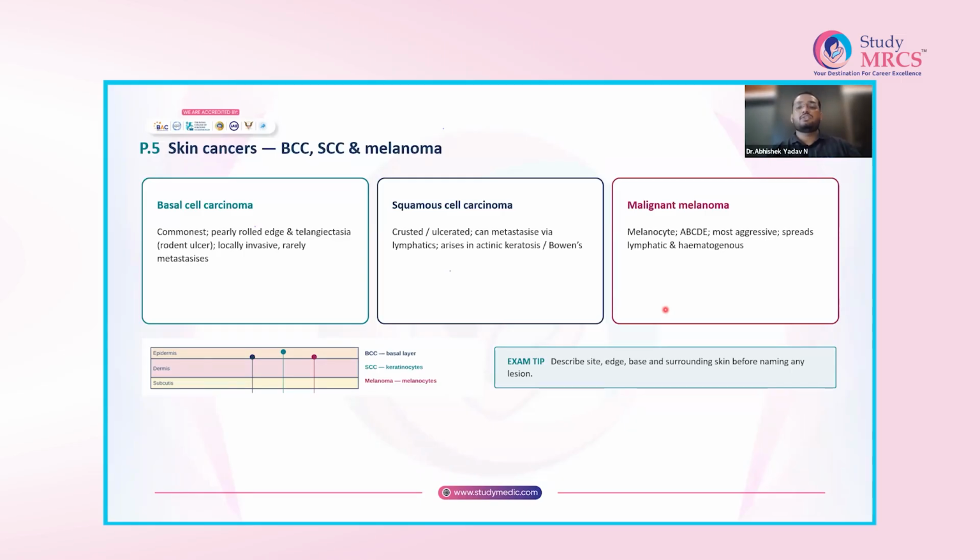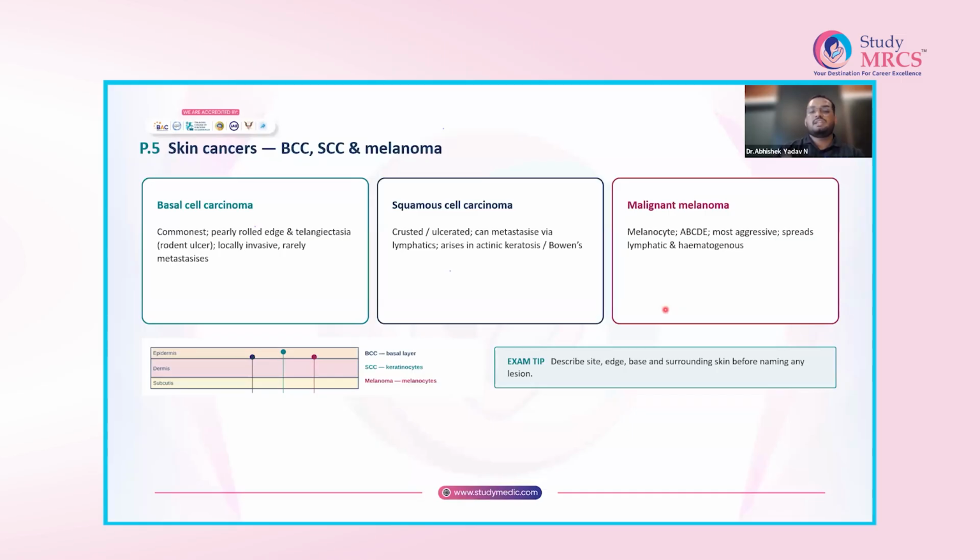Coming to malignant melanoma, as we said, it is a tumor of melanocytes. These are the pigment-producing cells present in the skin layer. Again, they have pre-malignant conditions, so eventually they develop into malignant melanoma.